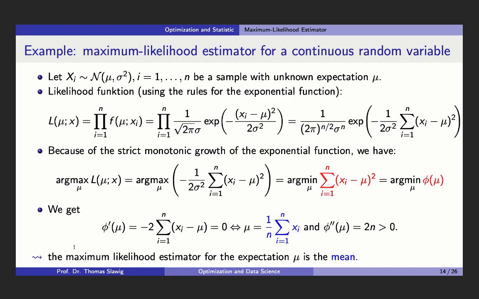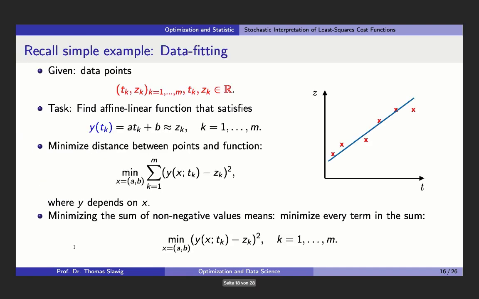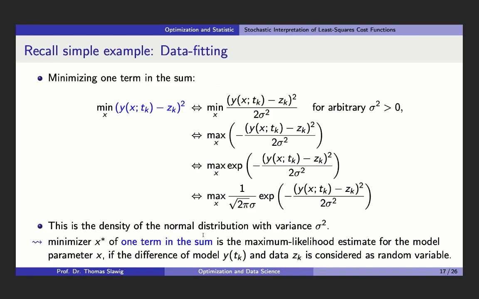But this derivation of the maximum likelihood estimator for continuous random variables which are normally distributed directly leads to the interpretation of our least squares cost functions that we had in the regression problem. Because remember, we had this example here, the linear regression, where we wanted to find the best fit and minimize the distance between the points and the function. We had a sum of non-negative values, and we minimize one quadratic term in the sum. We can look at how this can be interpreted, because minimizing the sum of quadratics means we have to minimize every term in the sum.